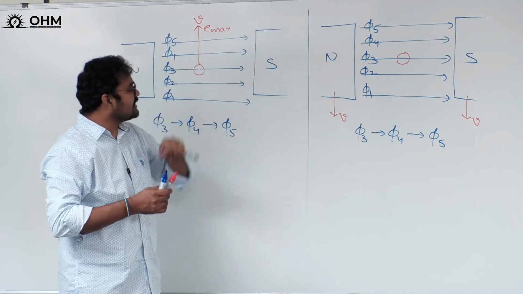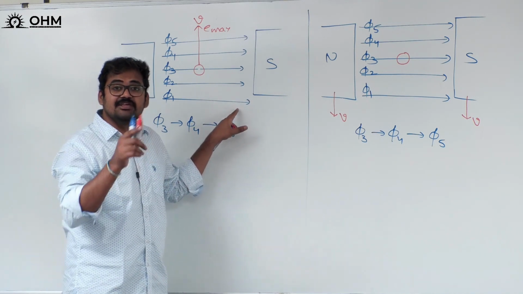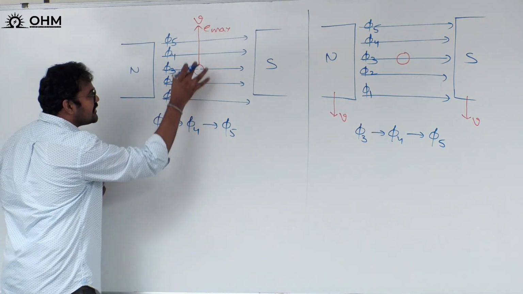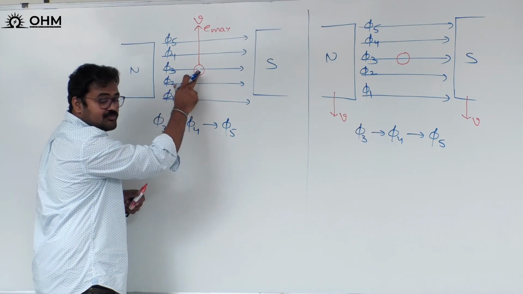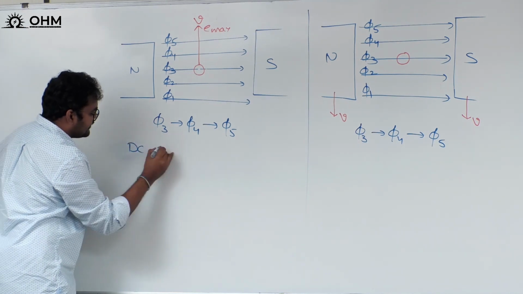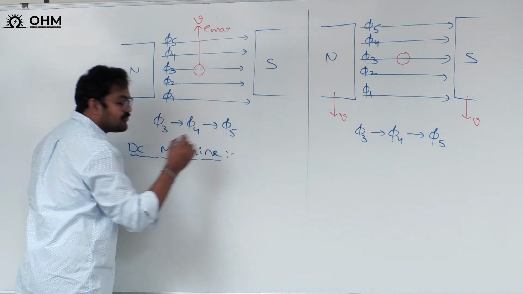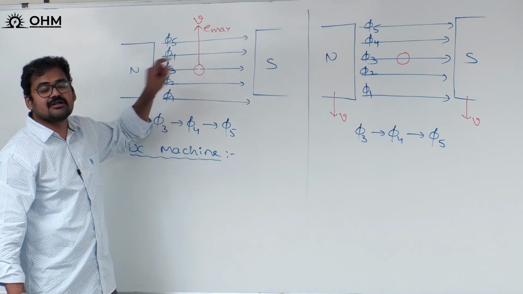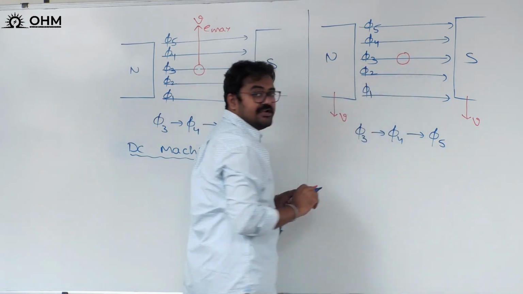Now, in both cases, what kind of EMF is induced? Dynamically induced EMF. Why? Because the magnetic field is time invariant in nature. But what is the difference here? Who is stationary and who is moving? Magnetic field is stationary. This conductor is moving. This is what we will use in case of DC machine. In case of DC machine, either DC generator or DC motor, in both cases, magnetic field will be stationary and armature conductor is moving. But here, armature conductor is stationary, but magnetic field is moving.